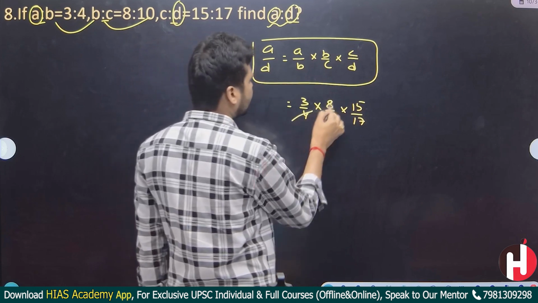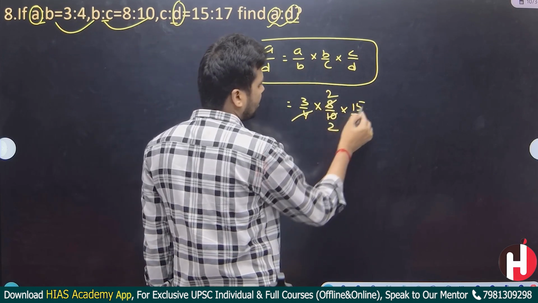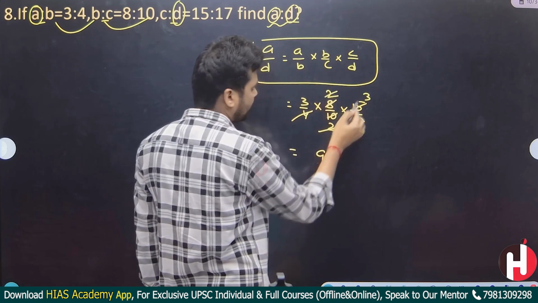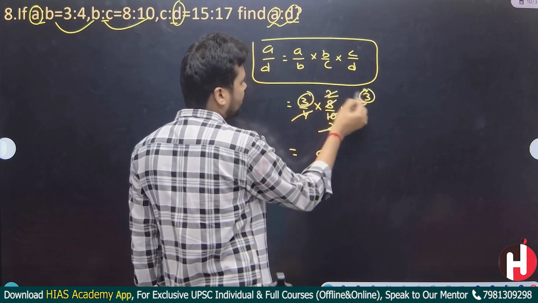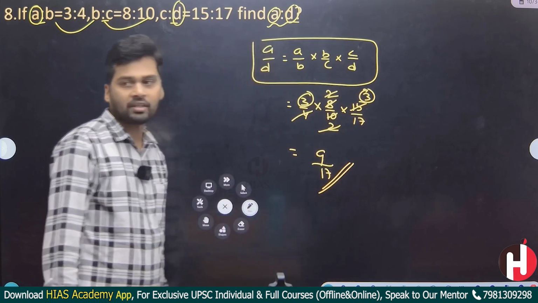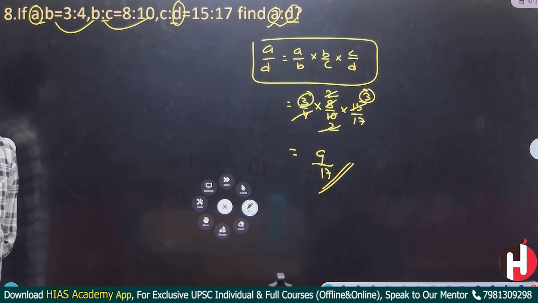4 1s are 4, 2s are 5, 2s are 5, 3s are. Here 2 gets cancelled. 3 3s are how much? Remaining terms are 3 and 3. So 3 3s are 9 divided by 17. So what is the answer? A by D or A is to D is 9 is to 17.